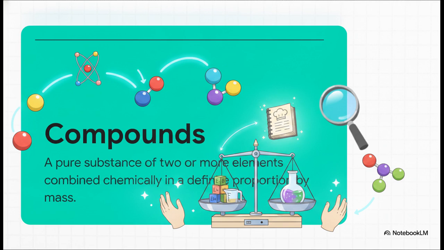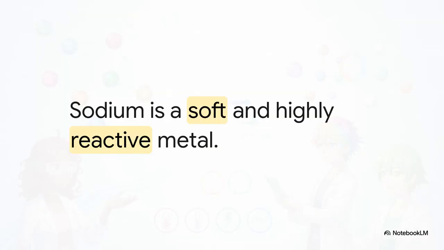And because these elements are actively chemically bonding together, the smallest possible unit of a compound is no longer just an atom. It is now a molecule. To truly appreciate just how wild compounds actually are, let's look at a specific recipe.